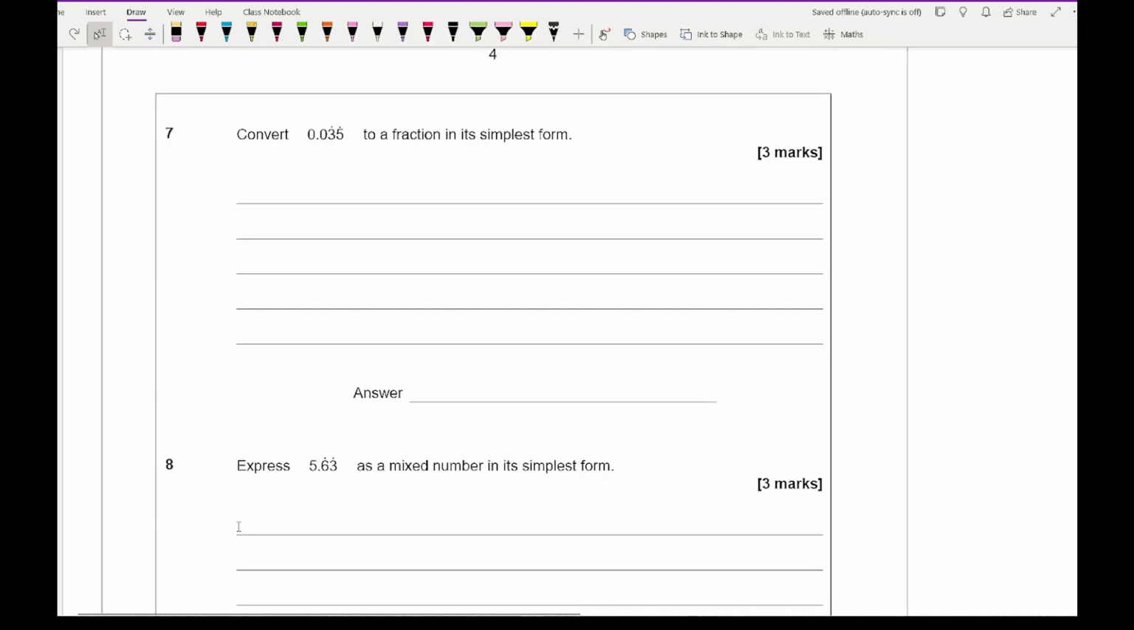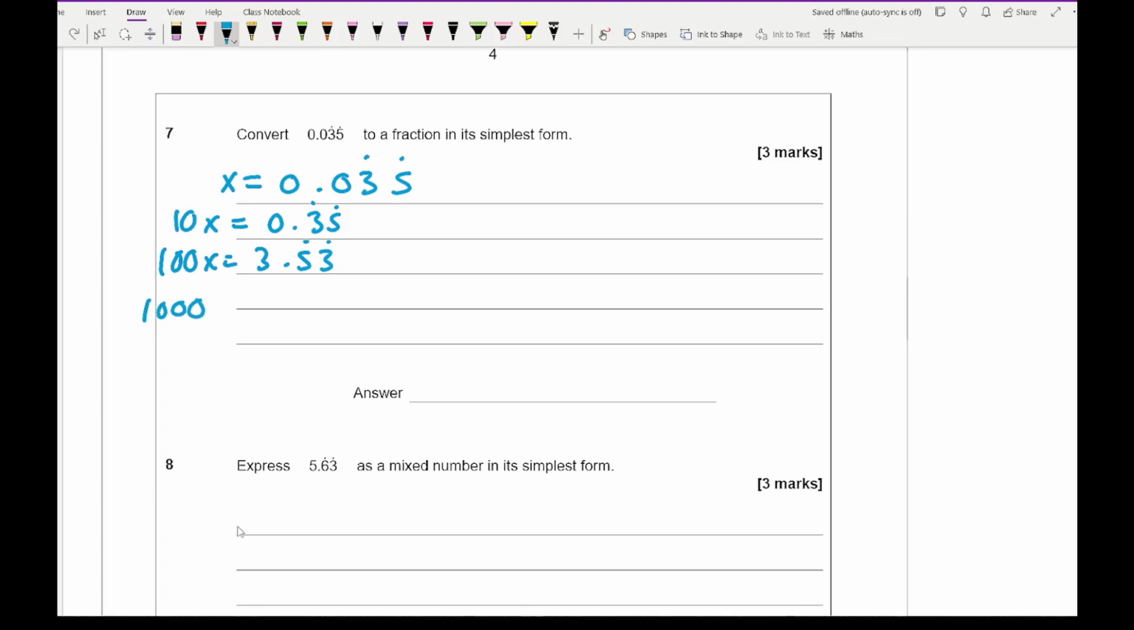Moving on to question 7, it says convert 0.035 recurring as a fraction in its simplest form. So again, make it equal to x. If I multiply by 10, I get 0.35 recurring. Multiplied by 100, I get 3.53 recurring. Multiplied by 1,000, I get 35.35 recurring. So I'm going to be using this and this.